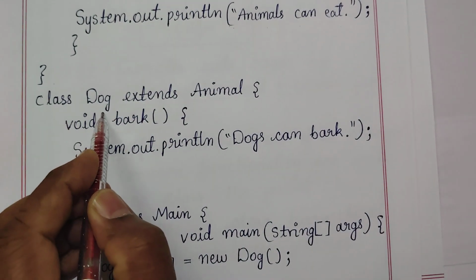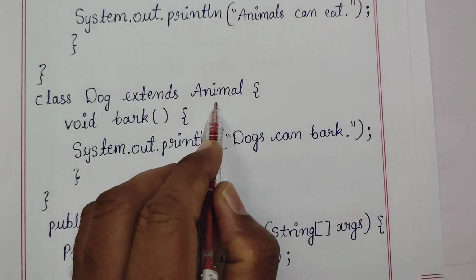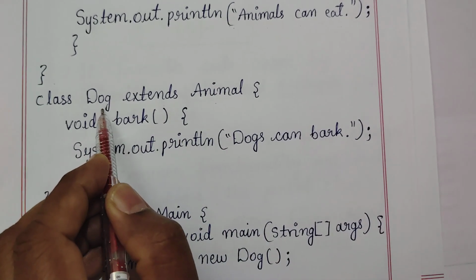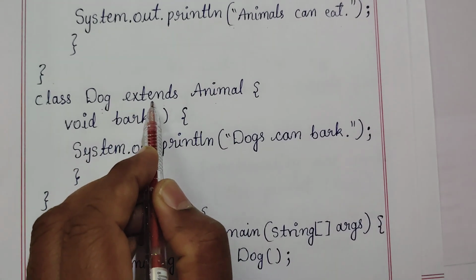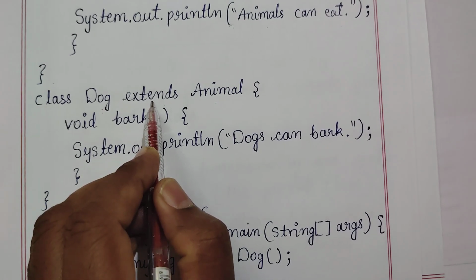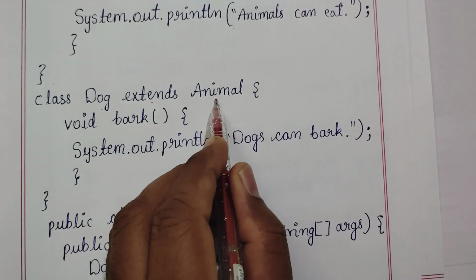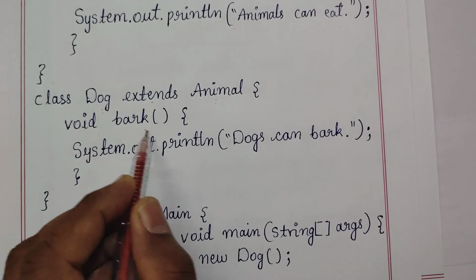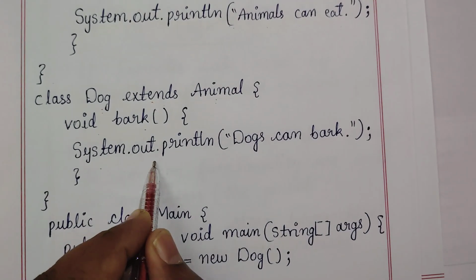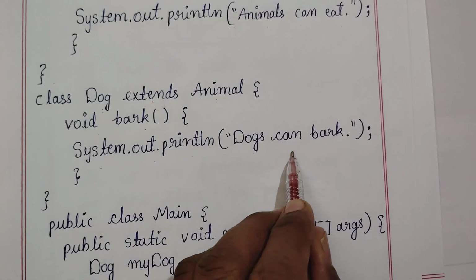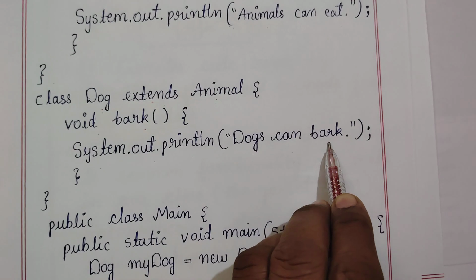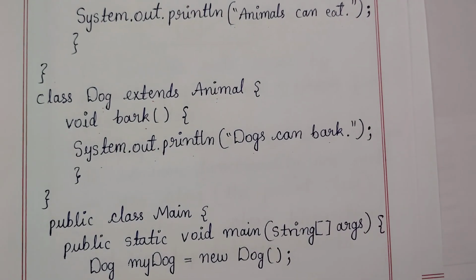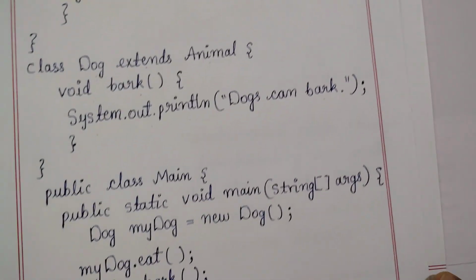The next class is dog extends animal. This dog is the subclass. Extends is the keyword to be used when we are applying the inheritance concept in Java. And animal is the superclass. Next, void bark is the method. What is void bark? System.out.println "Dogs can bark."